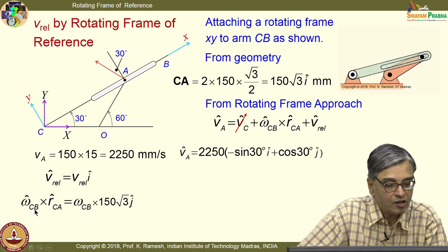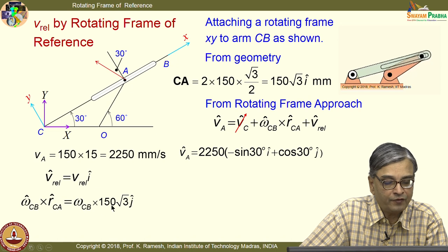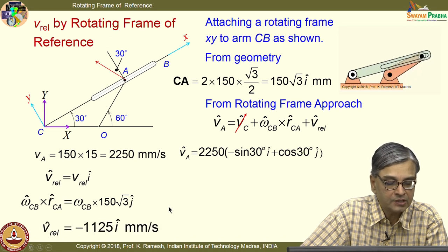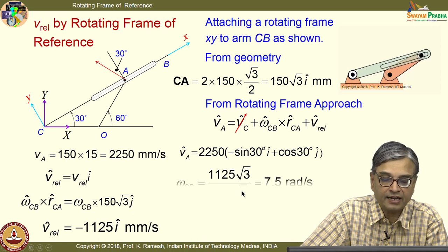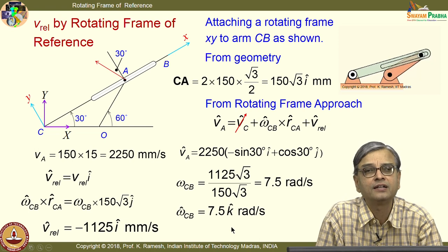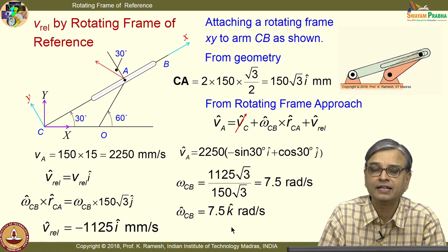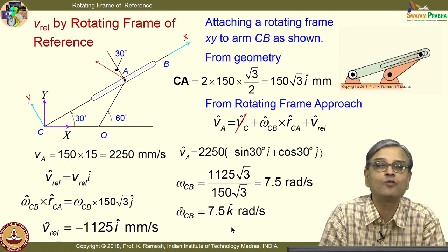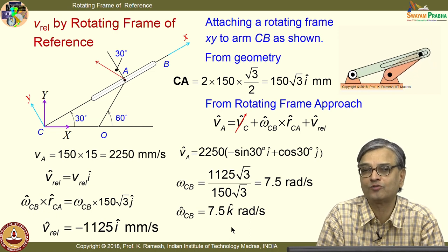And I have omega CB cross RCA equal to omega CB into 150 root 3 J, because K cross I gives J. So, equating the I terms, I get VL as minus 1125 I, and then I get omega CB as 7.5 K radians per second, same as what we got by using the velocity polygon. There again we had to do it in two stages, here again I should do it in two stages. Only thing is here the computation is vectorial, there was physical appreciation of how you handle the problem. That is the greatest advantage.